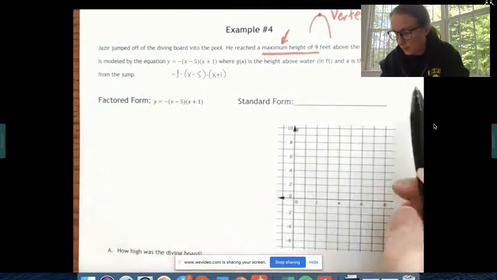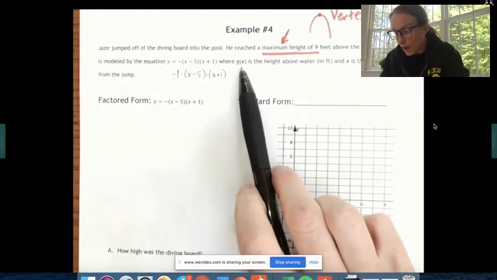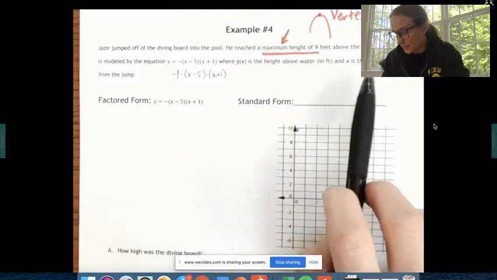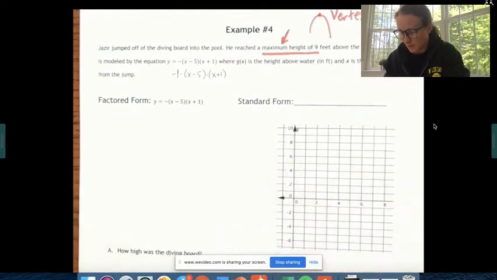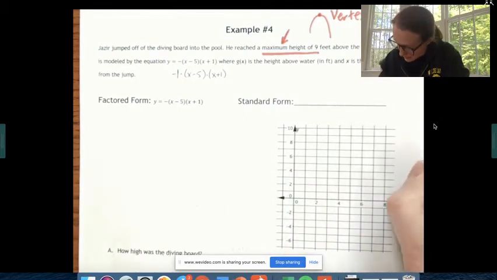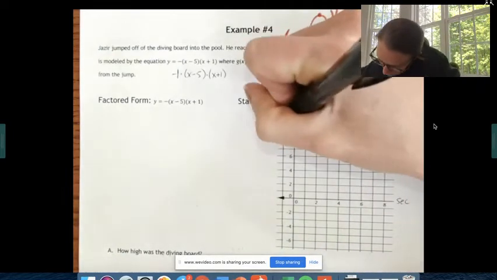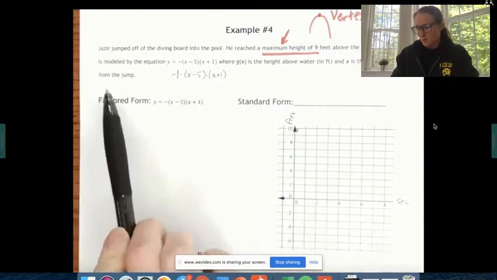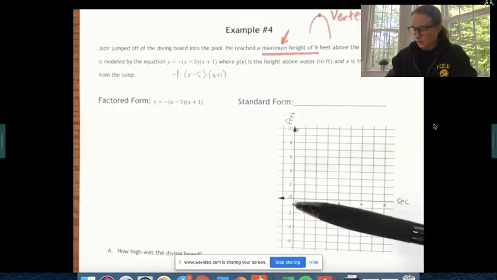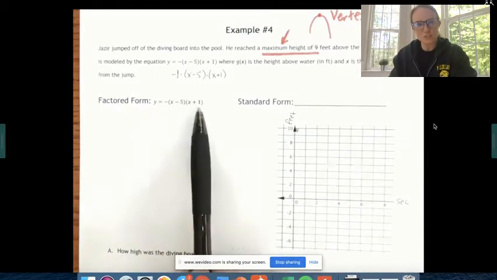That is in factored form, where g of x, or y, is the height above water, and x is the time in seconds. So time in feet. So if I'm looking at this, this is my seconds, and this is my feet. Time in seconds from the jump. So 0 seconds is when he jumped.